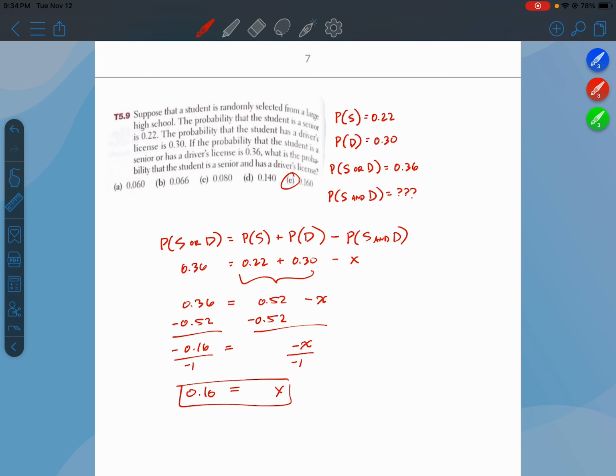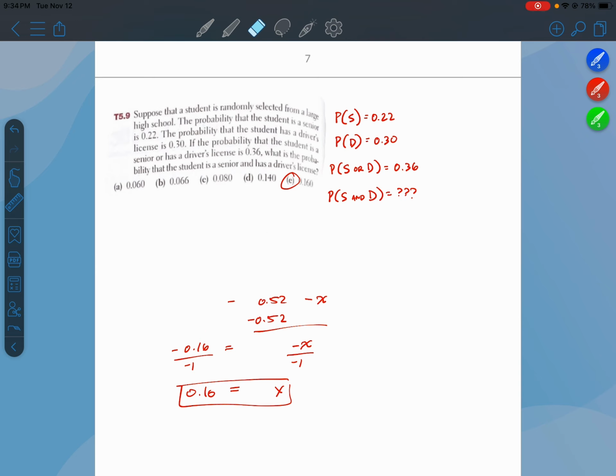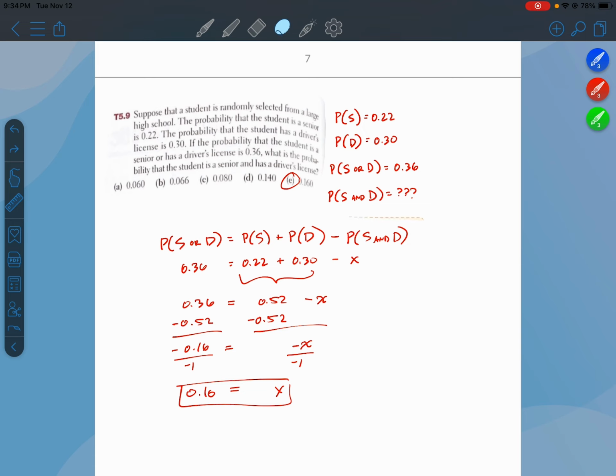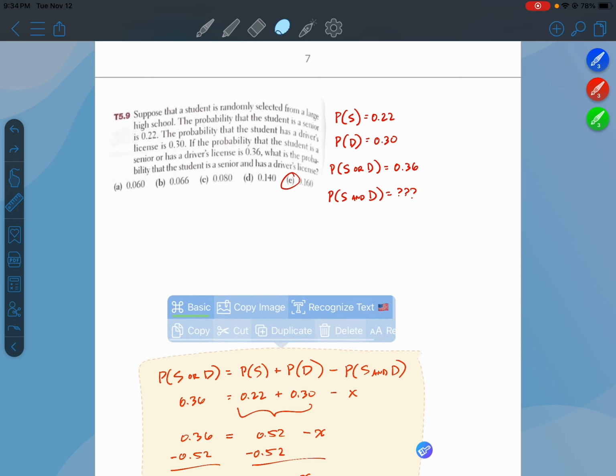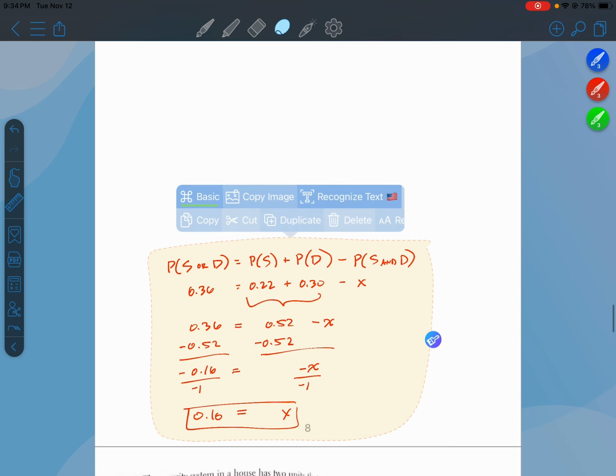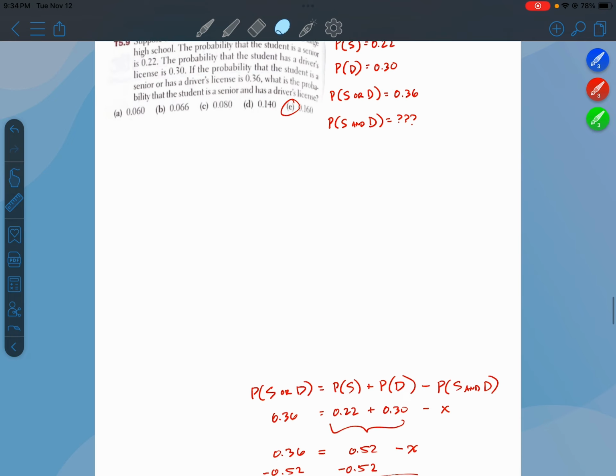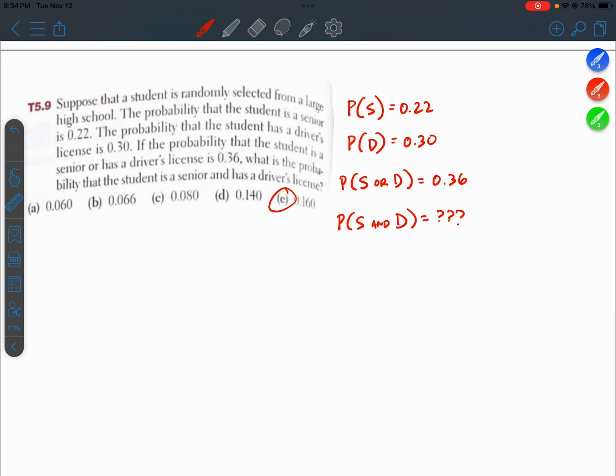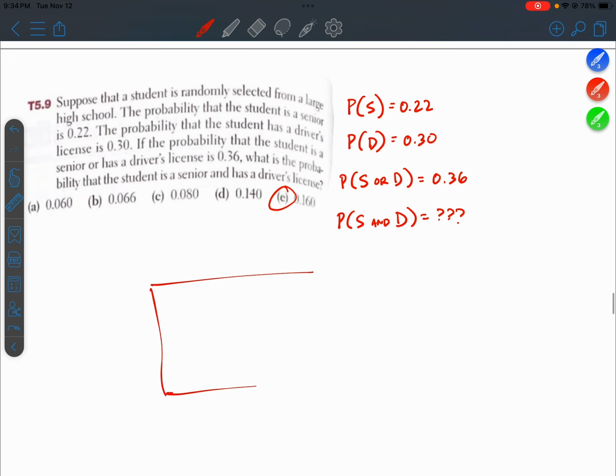Now, we solved that with a formula, but I've tried to emphasize during this unit that if you can avoid formulas and find another way, that's probably better. So let's see if we can solve this using another method. Actually, let's not completely erase that, but let's just move it out of the way. I'm going to try creating a two-way table here.